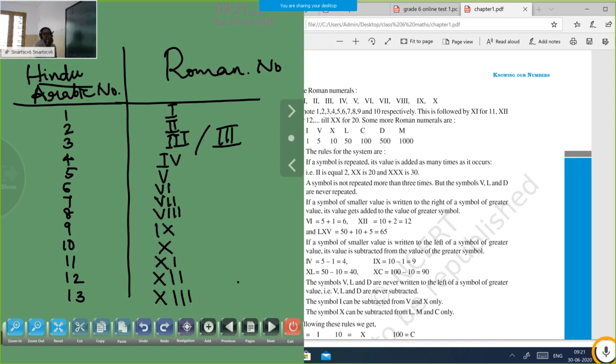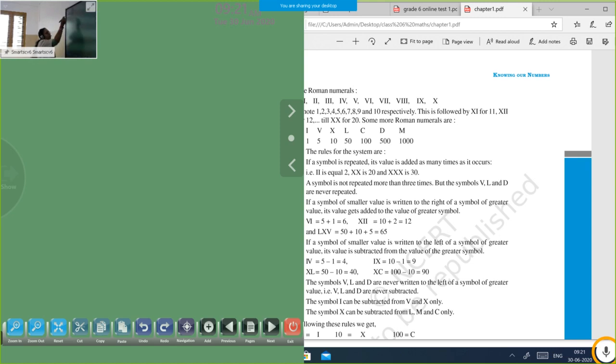Then IV means 4. Then 5, 6, 7, 8, 9, 10, 11, 12, 13 teacher wrote. Now teacher is moving to the next page. Then 14, right children? 14, 15, 16, 17, 18, 19, 20. Up to 20 we are writing.